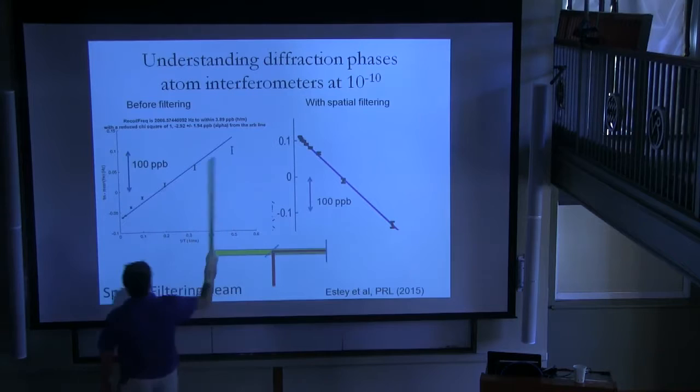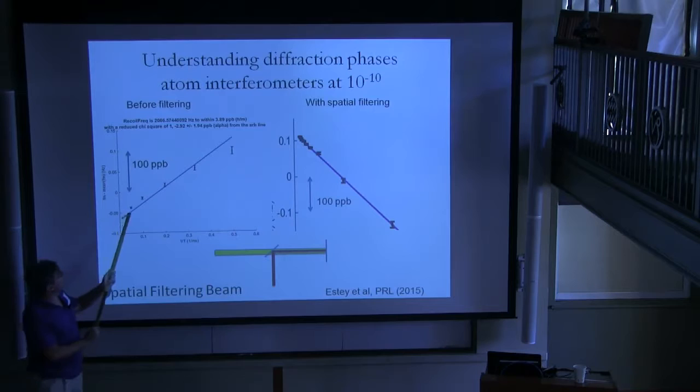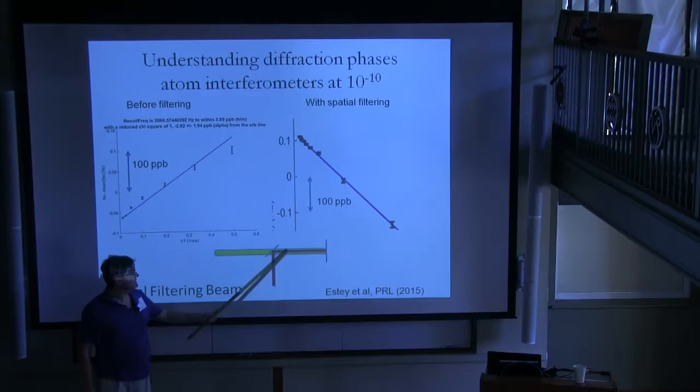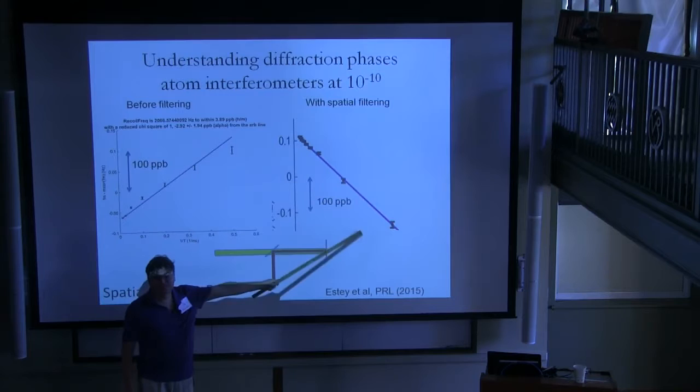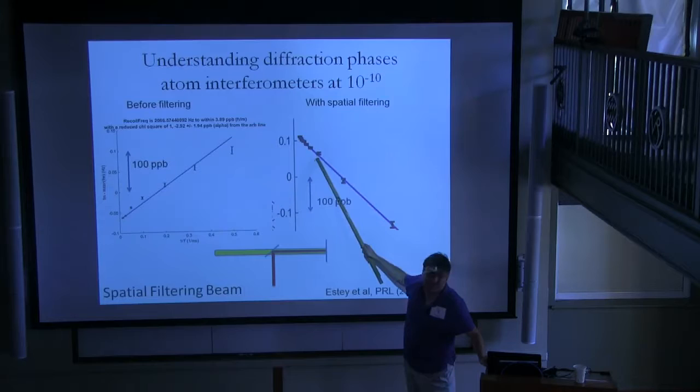The linear trend we understand. The linear trend is a parasitic phase shift, but you see it's not exactly linear, and so we implemented a spatial selection technique that makes sure we use only the atoms at the center of the beam. This has improved the agreement between theory and experiment to near perfection, or so we thought. But when you zoom in, you can actually see that this point seems to be slightly too high. So let's take this data at higher resolution.